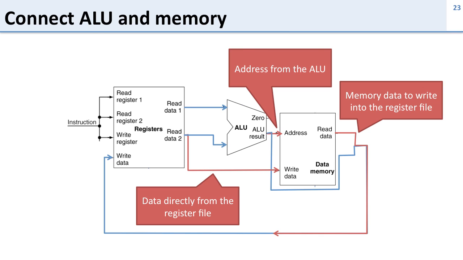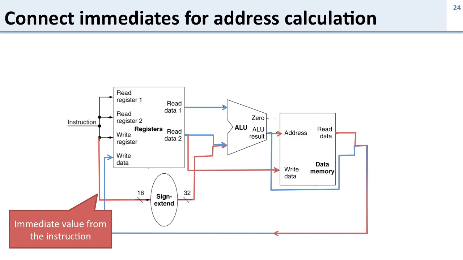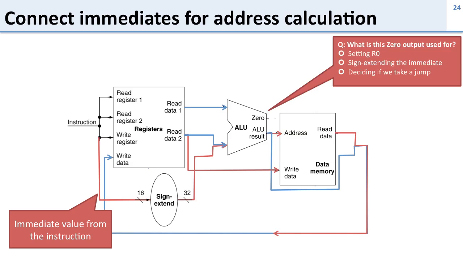So now we've got the data set up. But we need to figure out how to calculate addresses. And remember, addresses use immediate values, so we need to figure out how to get immediate values into this. So for immediate values, we need to sign extend them, because we know we only have 16 bits of immediate value in our instructions, and those 16 bits come from the instruction. So we're going to take the data from the instruction, put it into the sign extension, and then put it into the ALU. And this will allow us to use that sign extended immediate value in our calculations. So here's that immediate value coming from the instruction.